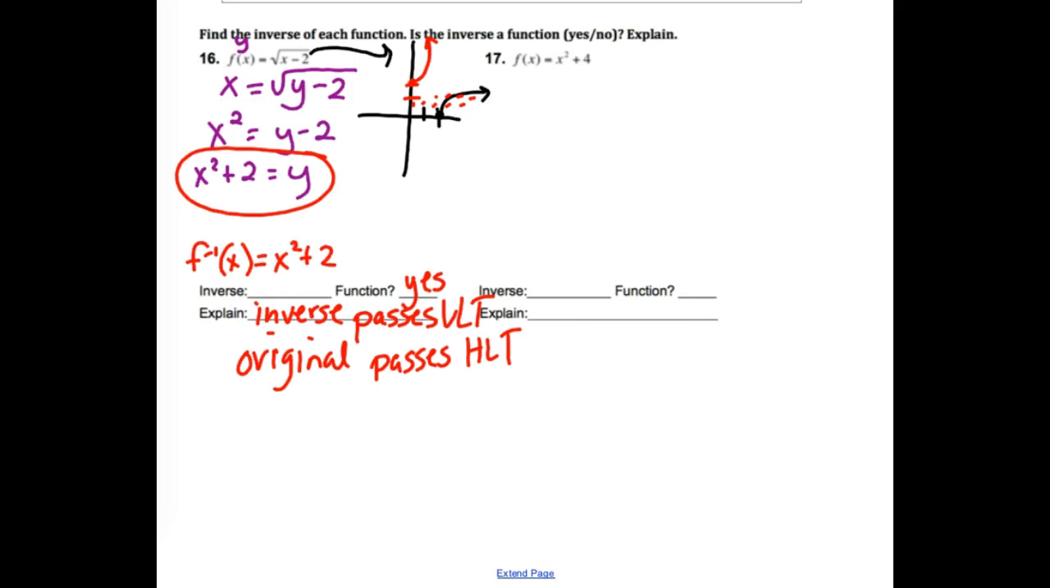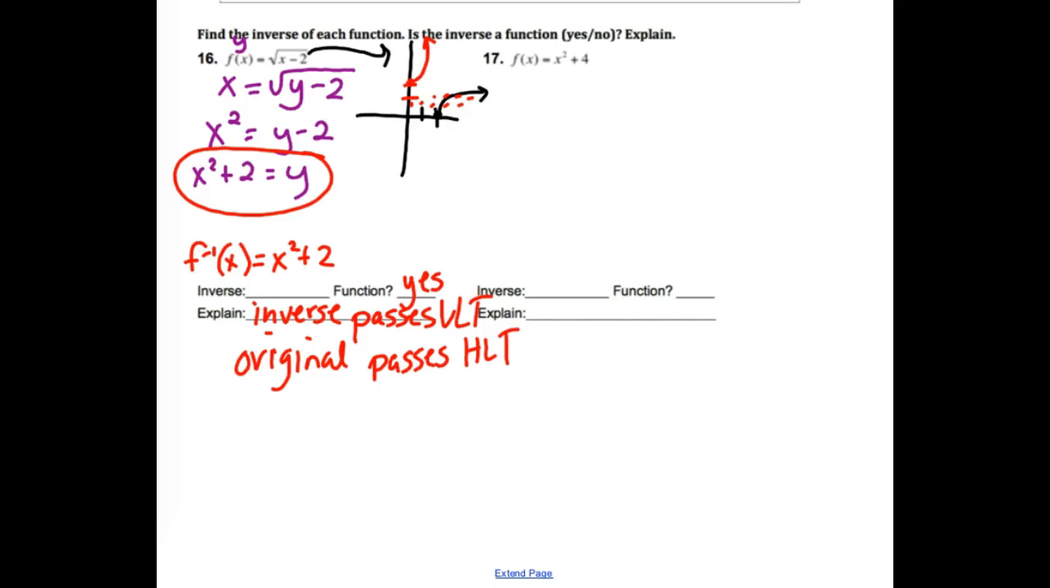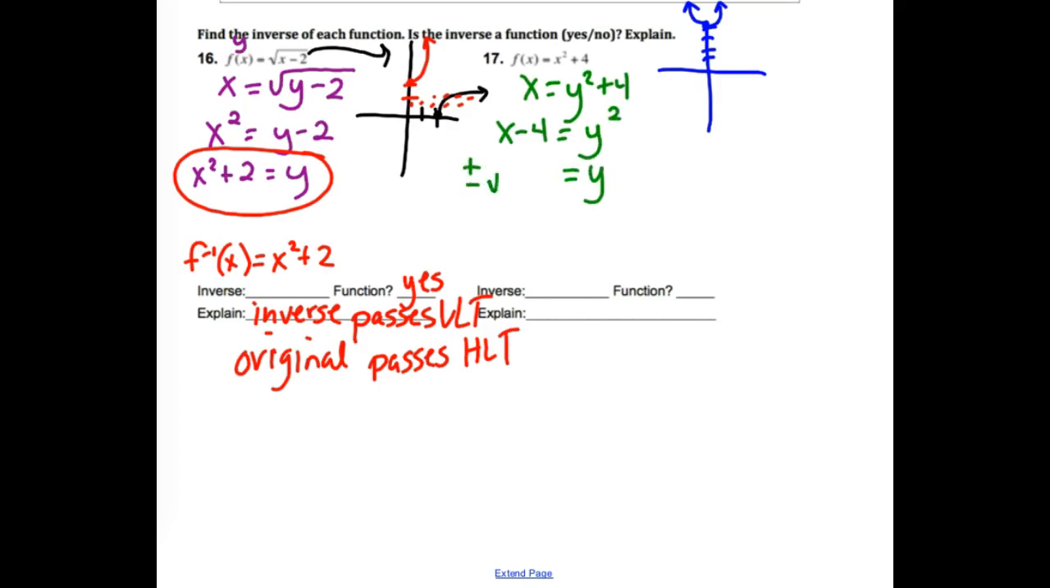All right. For the second example, we have f of x equaling x squared plus 4. If we think of what that looks like, it's a parabola that's been shifted up 4. Okay, so the original is a function. We're going to go ahead and find its inverse. So I'm going to switch my x and y. I would then have to subtract my 4 over. And then I'd have to square root. And anytime we square root, we end up with plus and minus in front of that.